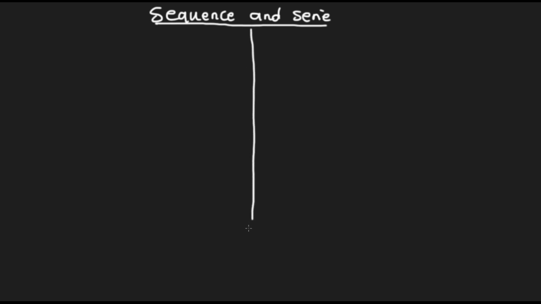Welcome guys. In this video we are going to look at the topic in math which is known as sequence and series. Now the definition that we can give to a sequence can be defined as an ordered set of numbers where a pattern exists. Now there are two types of sequences. The first one is known as the arithmetic progression, denoted by AP. The second one is geometric progression, denoted by GP.